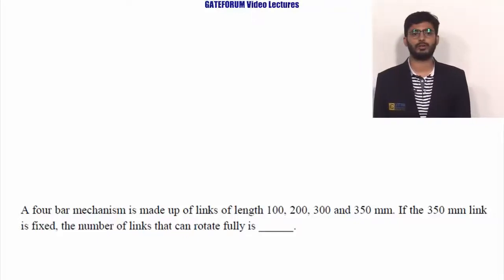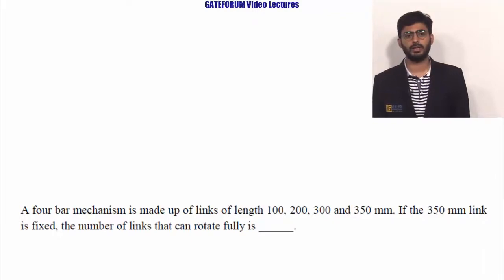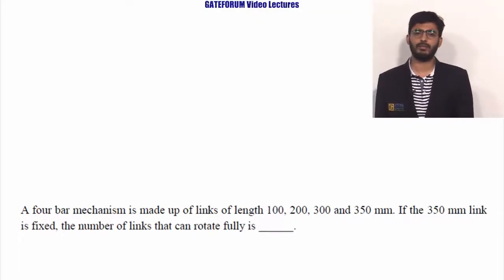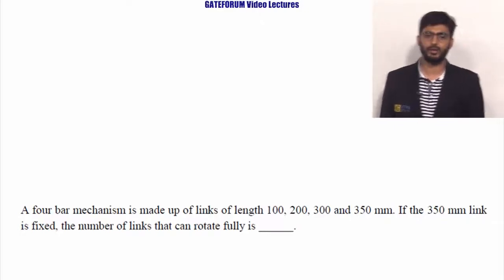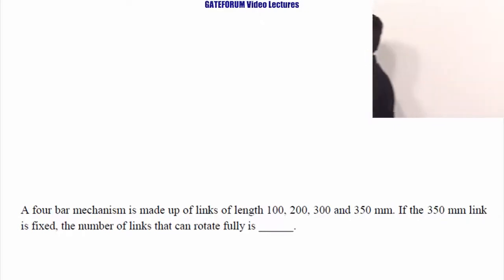This question belongs to the topic theory of machines from subtopic mechanisms. Here is the question. A 4-bar mechanism is made up of links of length 100, 200, 300 and 350 mm. If the 350 mm link is fixed, the number of links that can rotate fully is dash. Here is the 4-bar mechanism given to you.